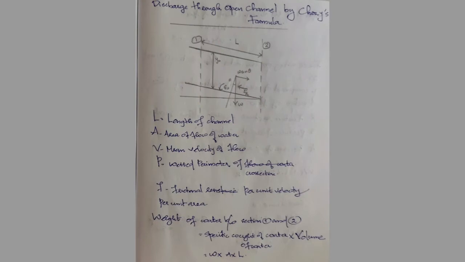Discharge through open channel by Chezy's formula. Here, flow through an open channel is shown in the figure. Two sections, section 1 and 2, are considered. L is the length of the channel, A is the area of flow of water, V is the mean velocity of flow, P is the wetted perimeter of cross section, and F is the frictional resistance per unit velocity per unit area. Weight of the water between section 1 and 2 is given as specific weight of the water into volume of water, that is omega into area into length. Here omega is the specific weight, A is the area, and L is the length of the channel.